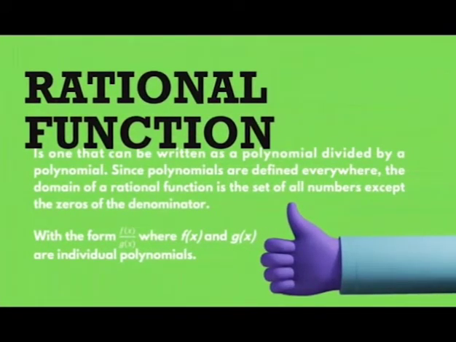Now let us learn the meaning of a rational function. This function is in the form of a fraction where a polynomial is divided by another polynomial. However, the denominator must not be 0, so there lies the variation in ways to solve these types of problems. The form f of x over g of x, where the numerator and denominator are both individual polynomials, is an example of a rational function.